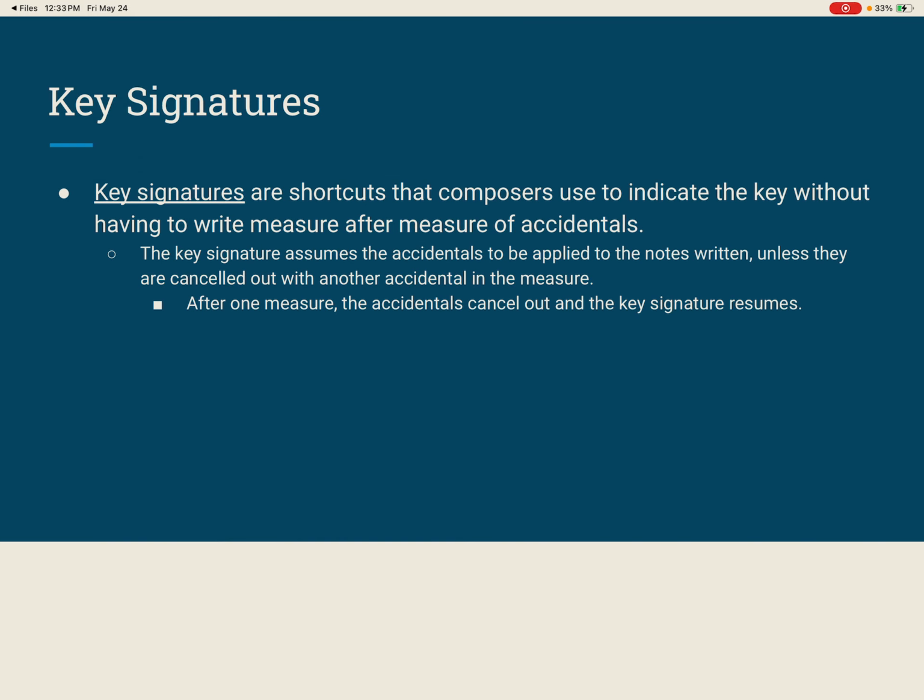Essentially, they are a shorthand for composers so that they don't have to write in every single accidental, aka the sharps and flats. In keys where you have 6 or 7 sharps or flats, that can be a lot of accidentals. So the key signature assumes the accidental is present in each measure, meaning that whatever accidentals you see in the key signature should be applied to each note. A note in the key signature can be canceled out with a written-in accidental in a measure. This temporary accidental only lasts for one measure, and I'll show you on an example in the next slide.